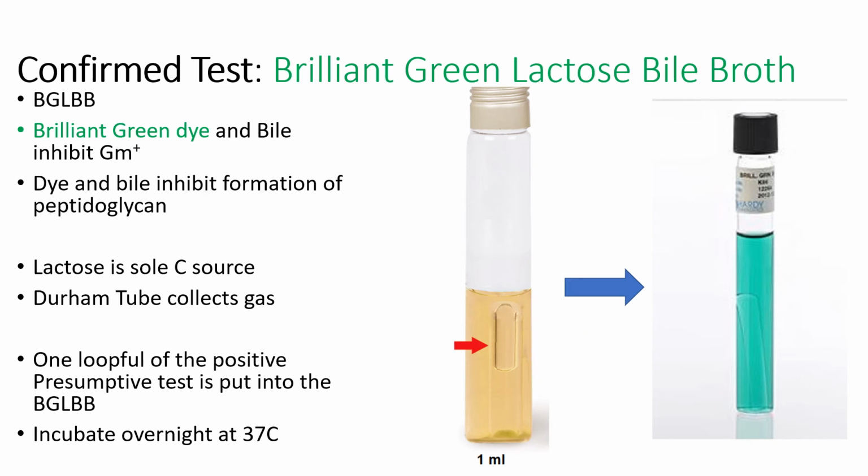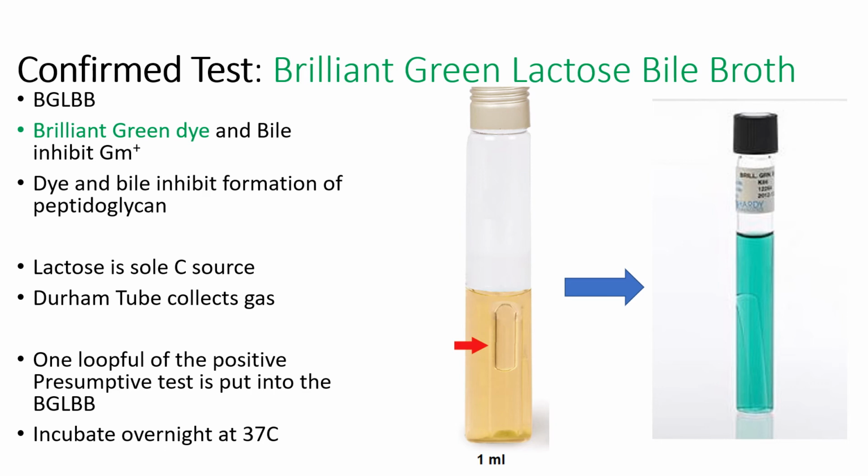So then we would go on to the confirmed test. It takes a while to get through the coliform analysis because it's 3 tests. The confirmed test would take this positive sample that had gas but the least amount of water sample in it. In our case, it was the 1 ml. You would take a sterile loop and put it into the brilliant green lactose bile broth. Boy, what a mouthful. Brilliant green, that's the dye in there. Lactose, still the sole carbon source, and there's bile in here. Brilliant green lactose bile broth.